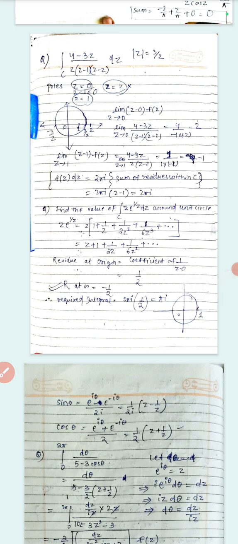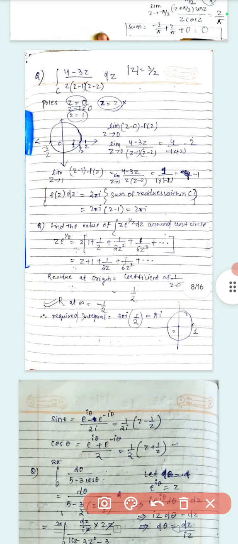Look at this question. It is given that 4 minus 3z by z into z minus 1 into z minus 2, but the circle is given of radius 3 by 2. Okay, center 0 and radius 3 by 2. I have drawn a circle, center 0 and radius 3 by 2. So first find what the poles are. Poles are 0, 1 and 2. To find poles, I have told you make the denominator 0, so 0, 1, 2. So which poles are within the circle? See, 2 will be outside the circle, 0 and 1 will be inside the circle. So we will find the residue of those poles that are inside the circle.